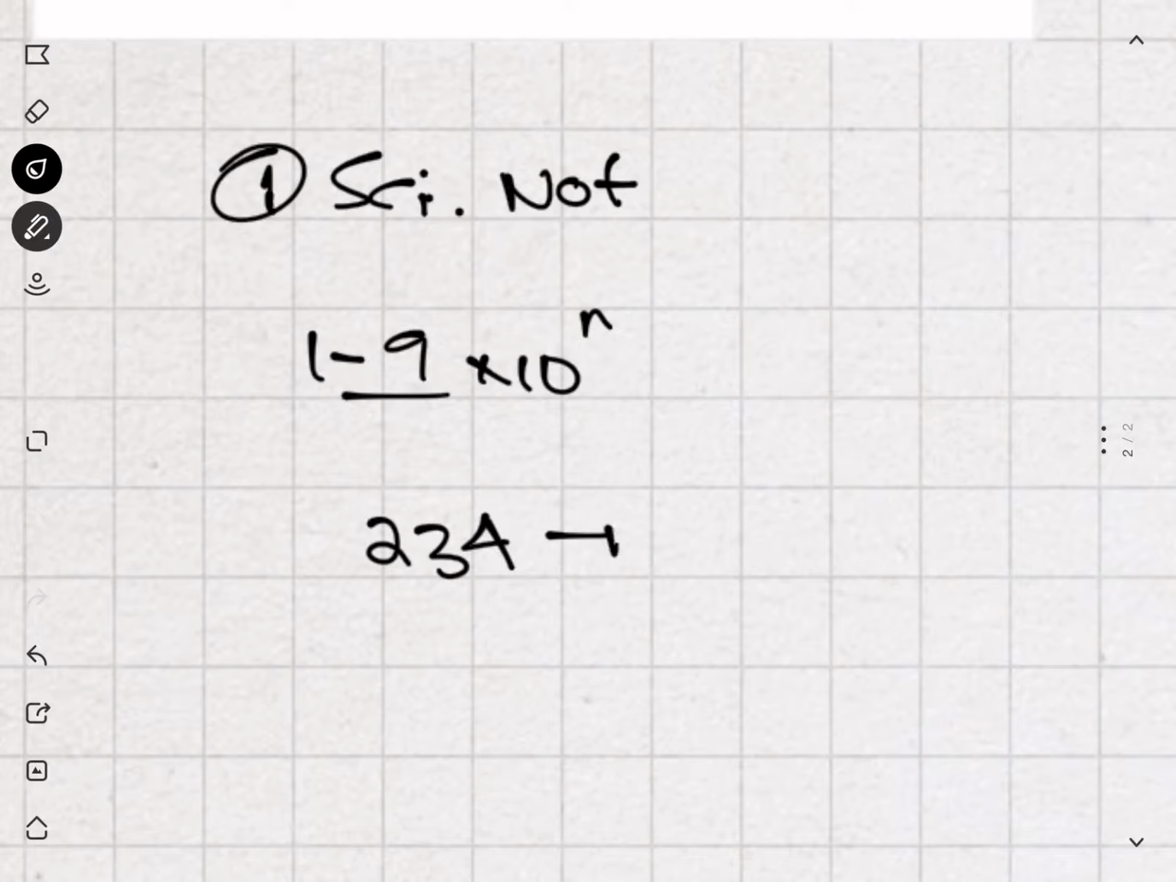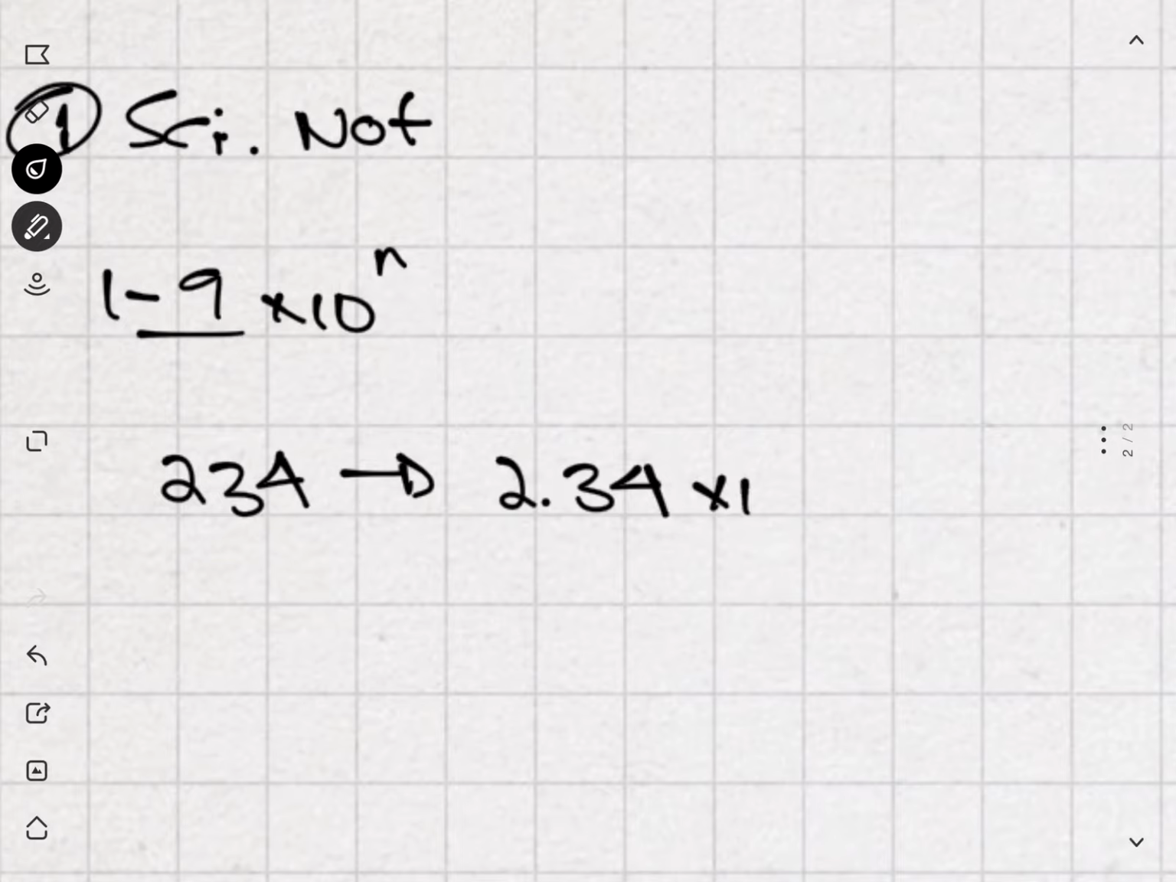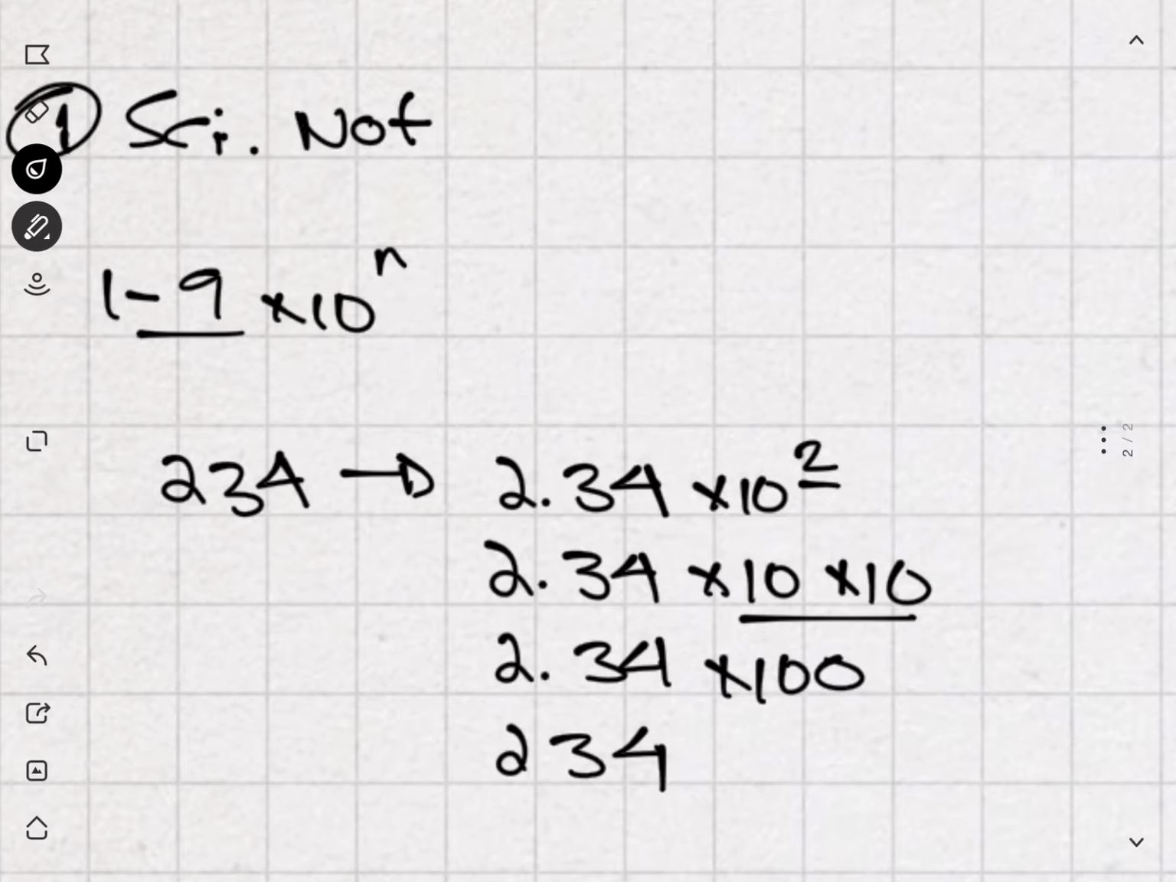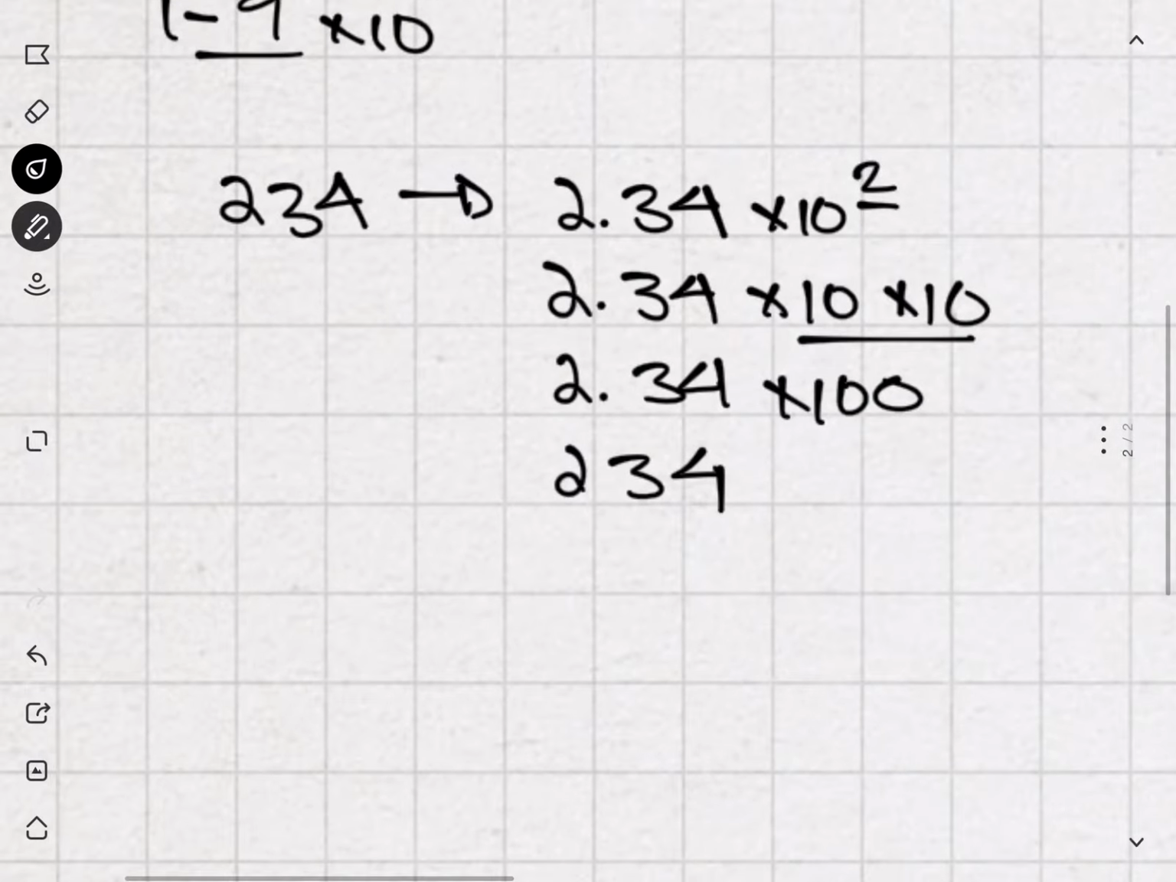234. This, written in scientific notation, is 2.34 times 10 to the 2. Why? Because 2.34 times 10 times 10, that's 2 tens, 10 to the 2, is equal to 2.34 times 100, which is 234. So you get your number back. Okay, so let's do another number.